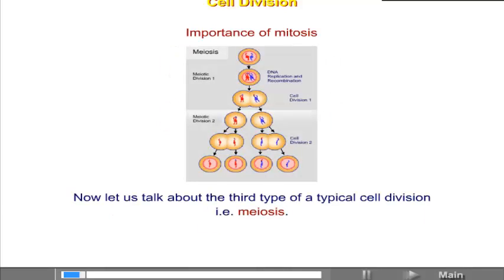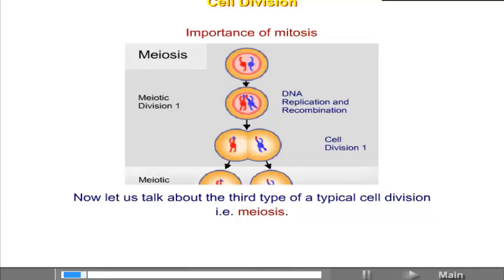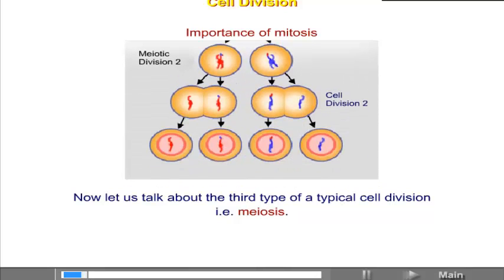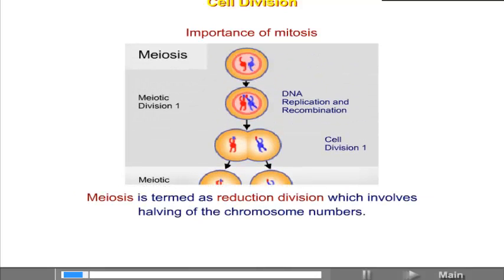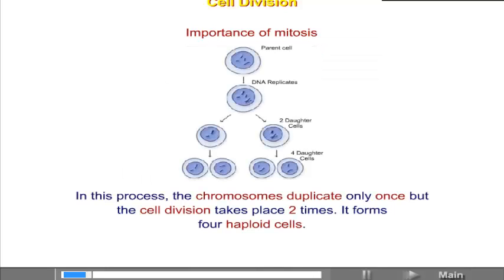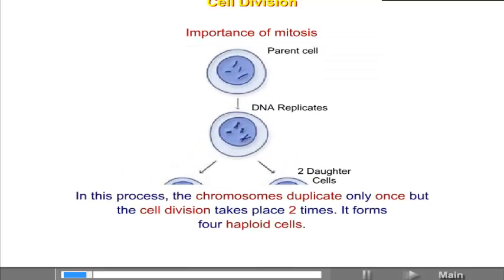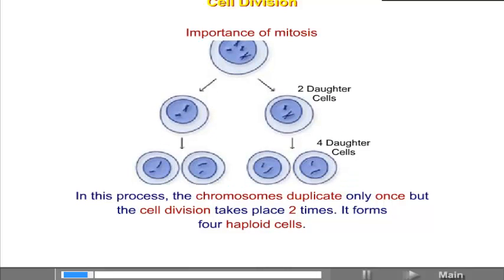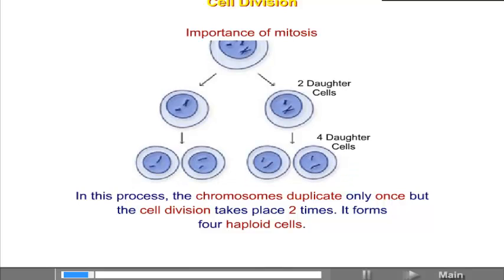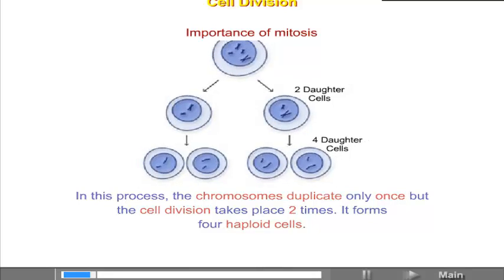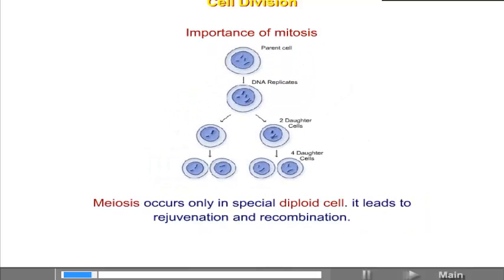Now, let us talk about the third type of cell division, that is meiosis. Meiosis is termed as reduction division, which involves halving of the chromosome number. In this process, the chromosomes duplicate only once, but the cell division takes place two times. It forms 4 haploid cells. Meiosis occurs only in special diploid cells.